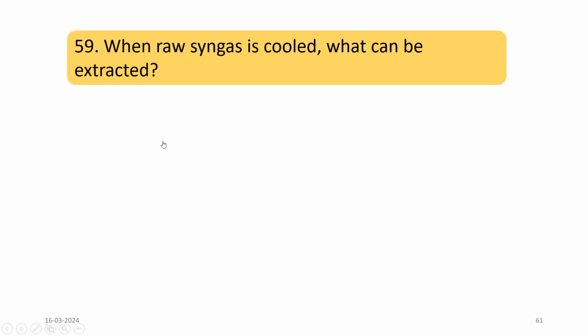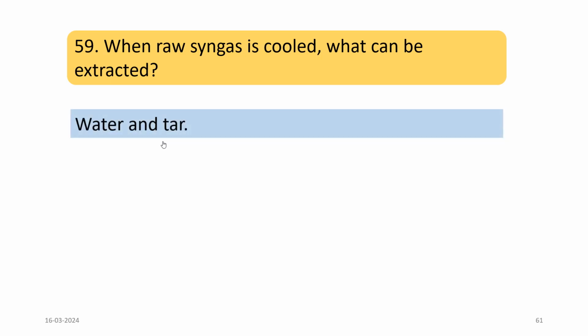Okay. Next question. When raw syngas is cooled in the Sasol 1 process, what can be extracted? The answer is water and tar. When raw syngas is cooled in the Sasol 1 process, water and tar can be extracted. You have seen the multiple uses of tar. Tar is used as road prime, as pitch, etc.